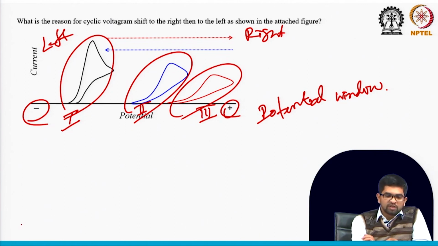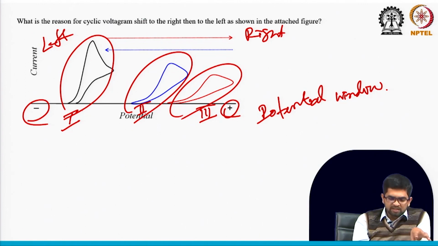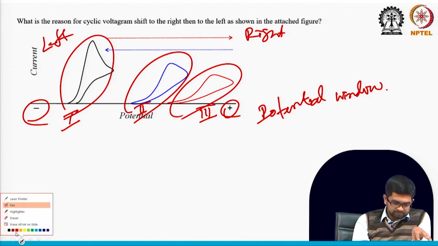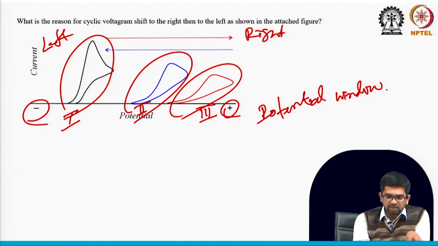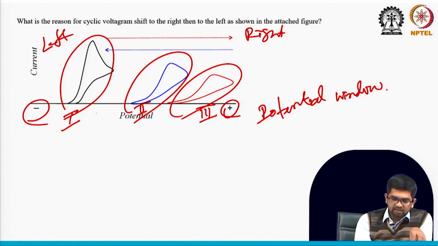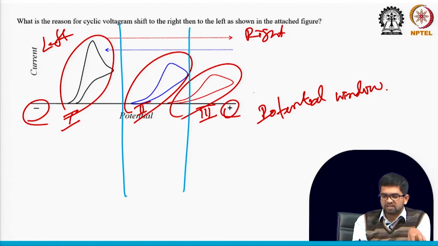See, so what is the reason for the cyclic voltammetry shift? See, in this number 1 case, you are getting a total of 3 cyclic voltammograms.